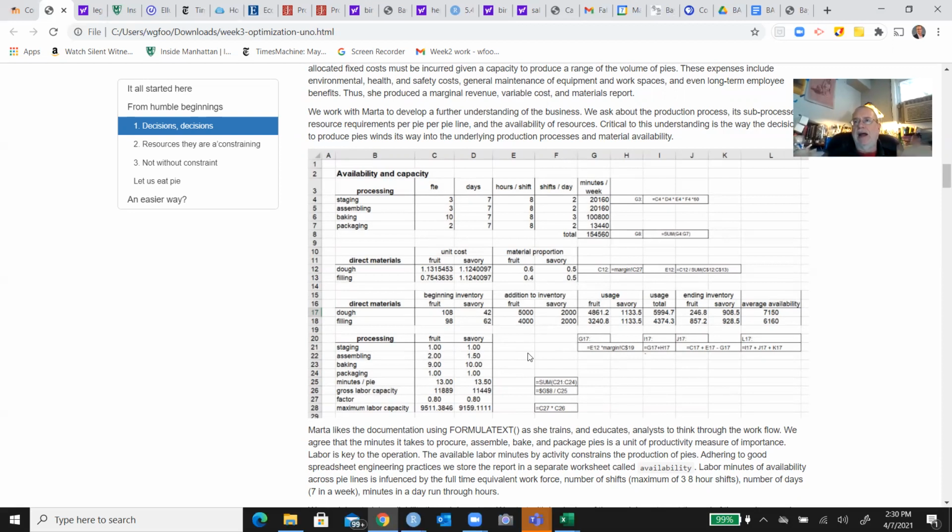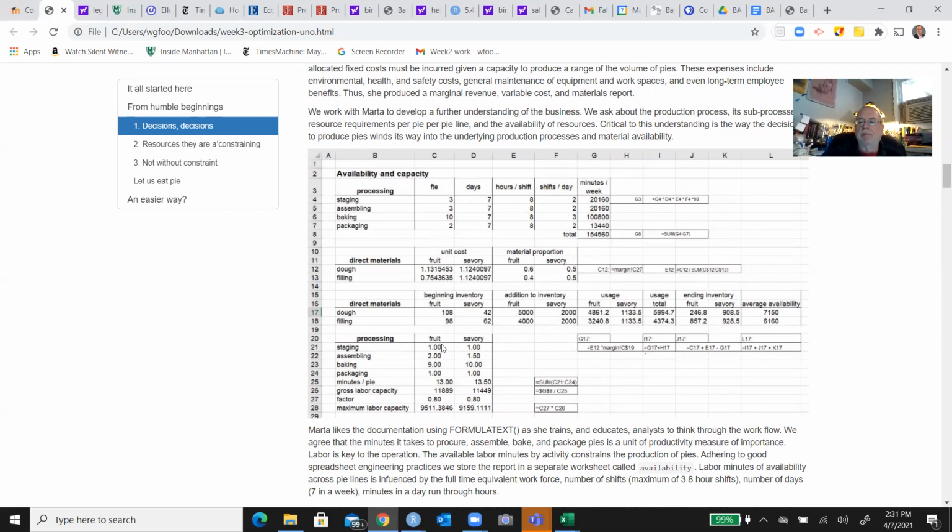FIFO, LIFO, average cost, market, today's market value of inventory. There's all sorts of different ways. We are not going to get into that. There's a whole other course dealing with that. But be aware of it.